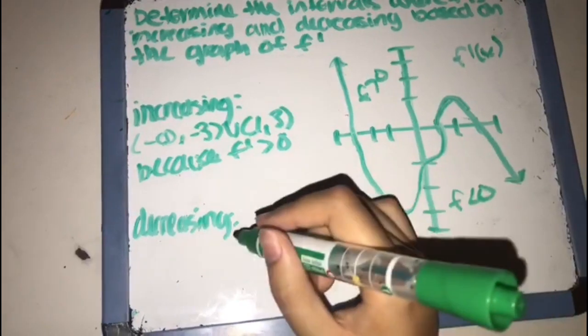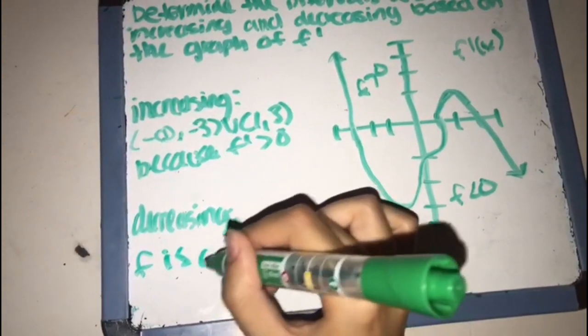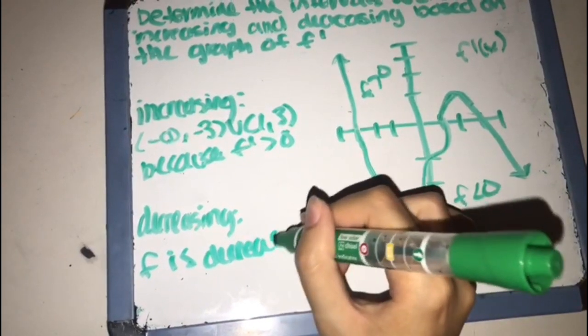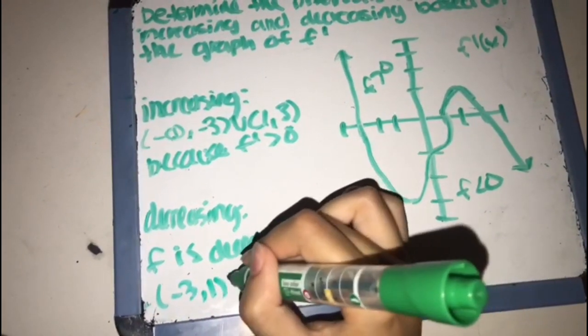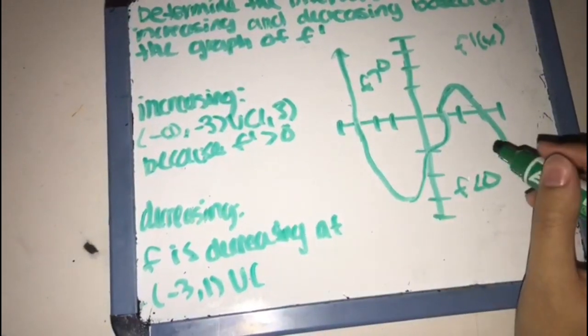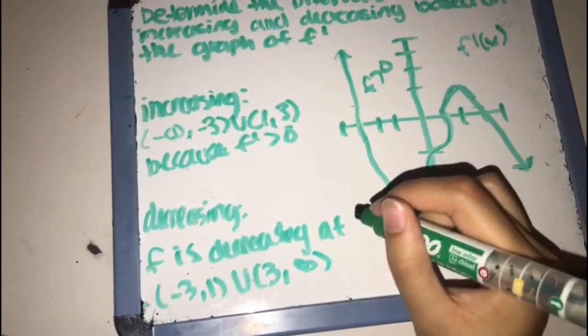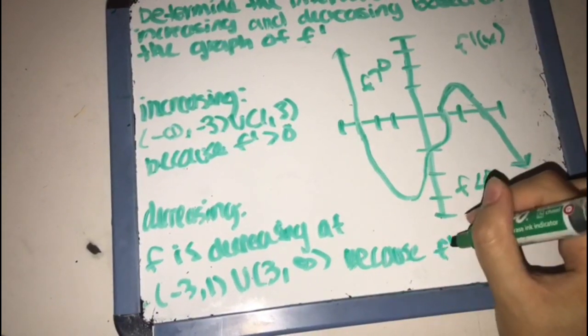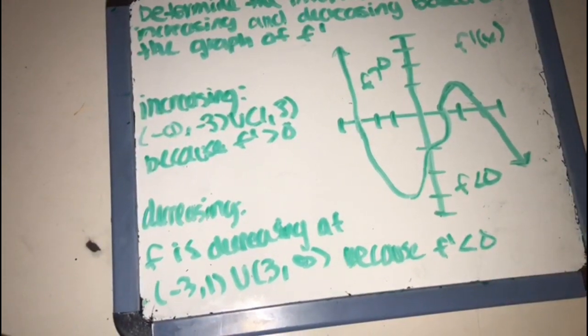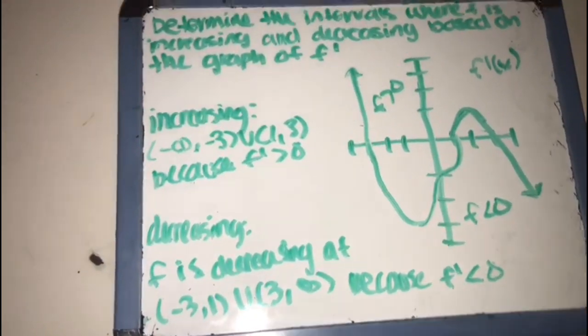Now, with decreasing, we have f is decreasing at -3 and 1, and then union, we have 3 and infinity, because f prime is less than 0. And this is how you solve this problem.